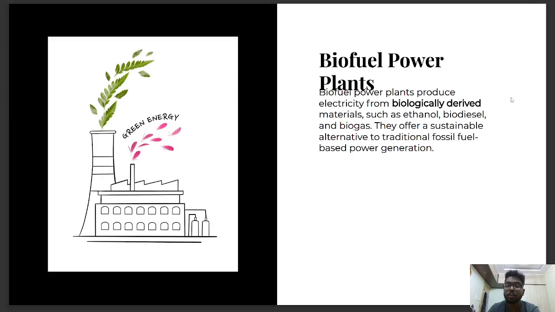Biofuel power plant. Biofuel power plants produce electricity from biologically derived materials such as ethanol, biodiesel, and biogas. They offer sustainable alternative to traditional fossil fuel based power generation. So biofuel power plants use methane or ethanol or biodiesel or biogas to produce electricity.